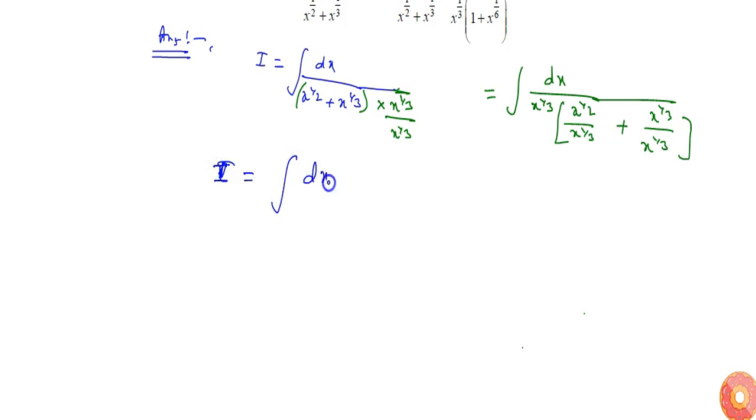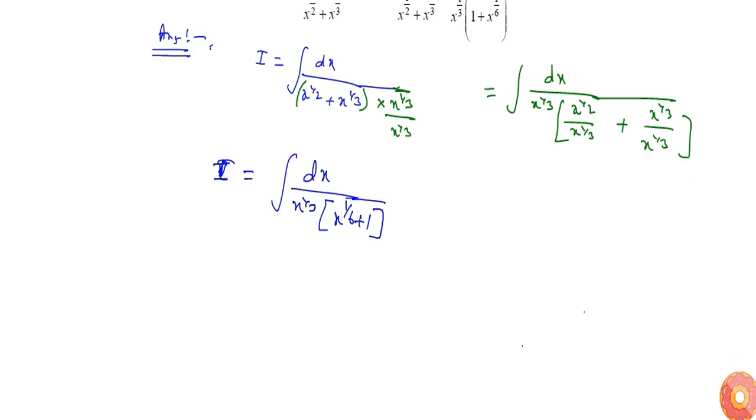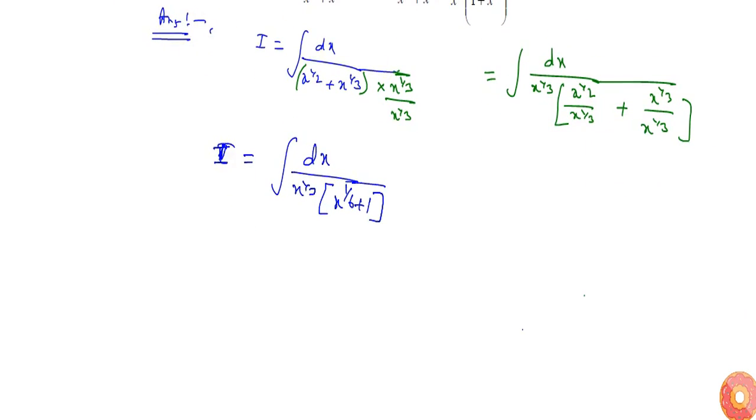So I'll get I equals integration dx by x power 1 by 3, and it will become x power 1 by 6 plus 1, which is also given in the question as a hint. Here a hint is also given that if I put x equals t power 6, then maybe the integration will get simplified. So use this hint and substitute x equals t power 6. I will get dx equals 6 t power 5 dt.